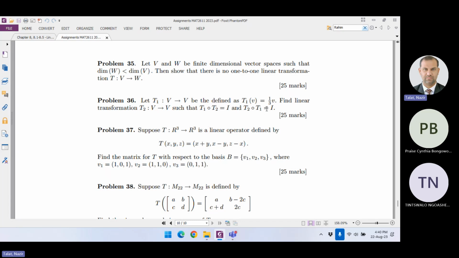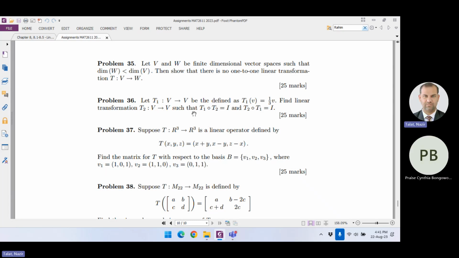We know that this linear transformation is invertible. Why? Because if you put 0, T1 of 0 is 0, and there is no other element for which the image is 0. It means this map only maps 0 to 0. So this is invertible, and one can find its inverse, which is very simple. If you apply T1 and then T2 on v, the answer will be again v, and T2 of T1 of v is also equal to v, because I of v is v, where I is the identity operator.